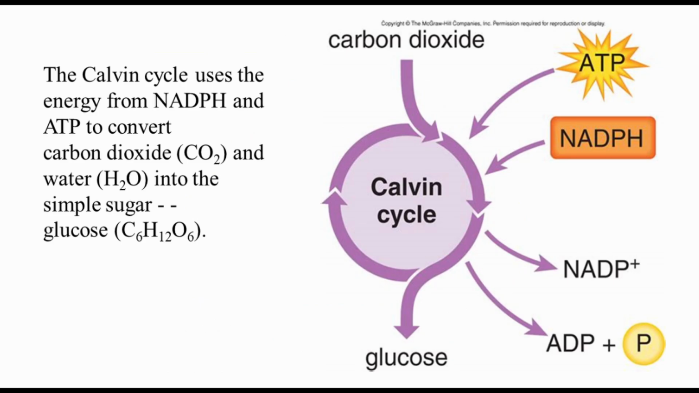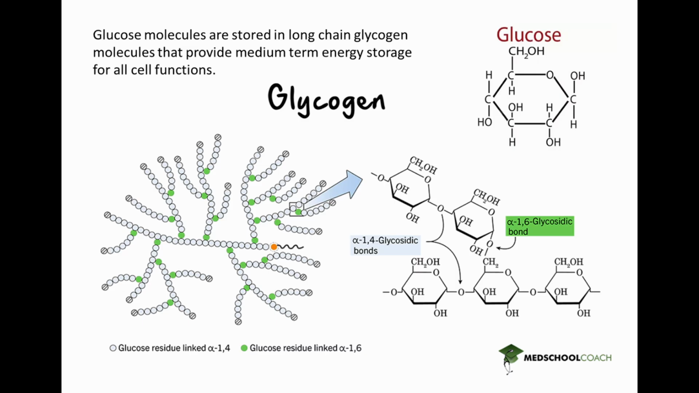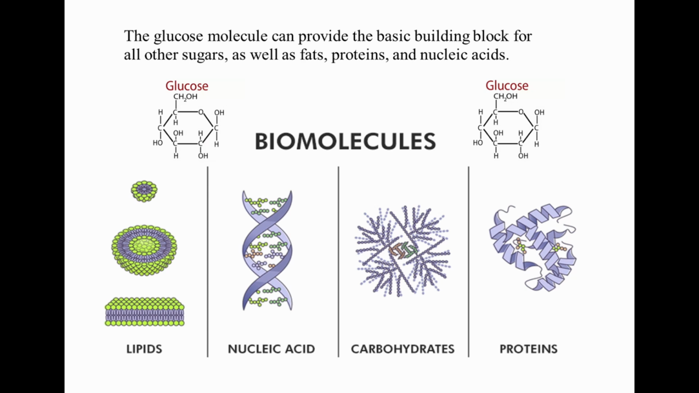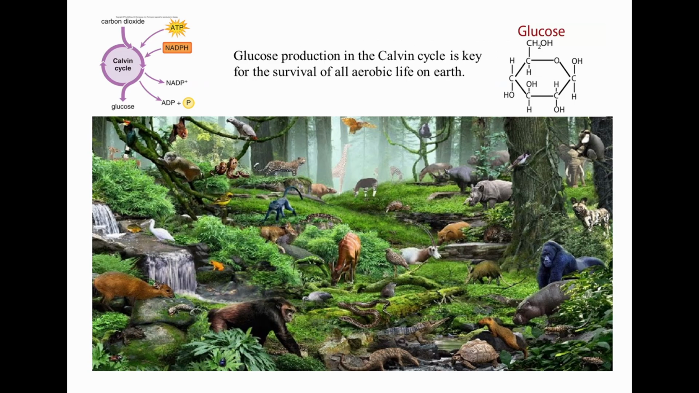The Calvin cycle uses the energy from NADPH and ATP to convert carbon dioxide, CO2, and water, H2O, into the simple sugar glucose, C6H12O6. Glucose molecules are stored in long-chain glycogen molecules that provide medium-term energy storage for all cell functions. The glucose molecule can provide the basic building block for all other sugars, as well as fats, proteins, and nucleic acids. So, glucose production in the Calvin cycle is key for the survival of all aerobic life on Earth.